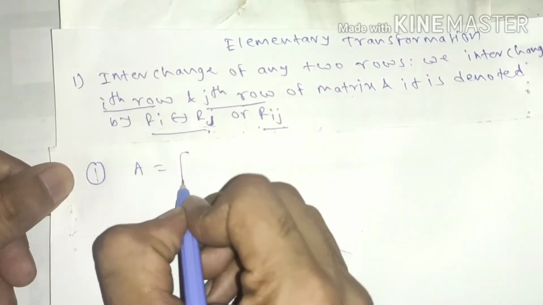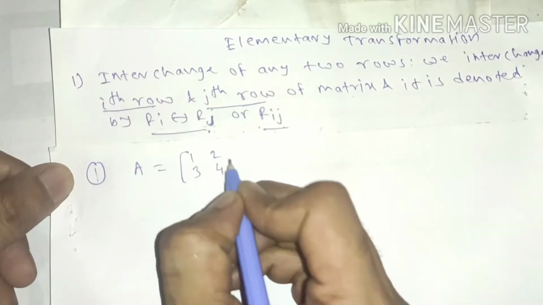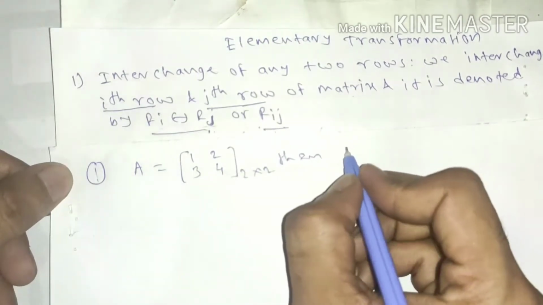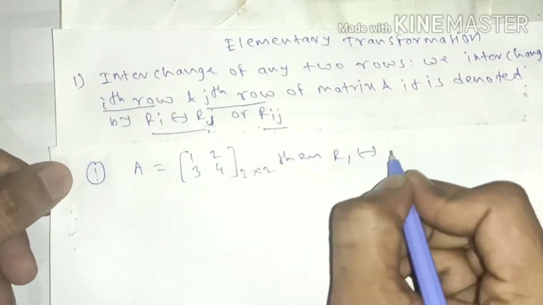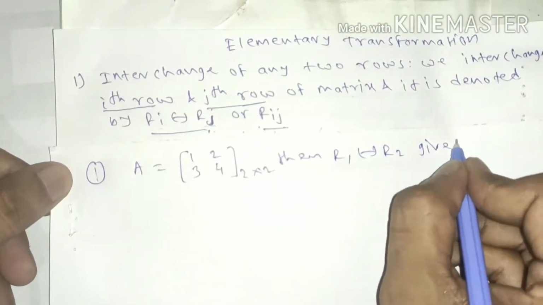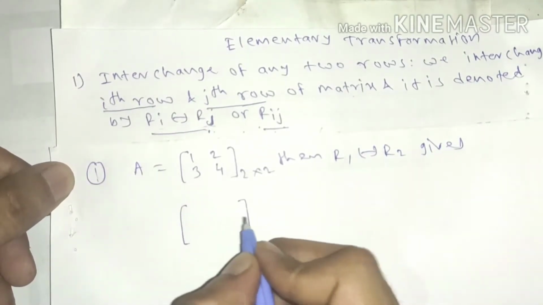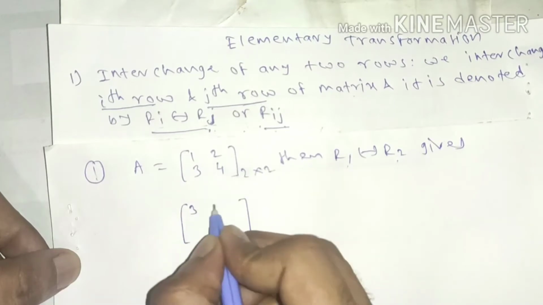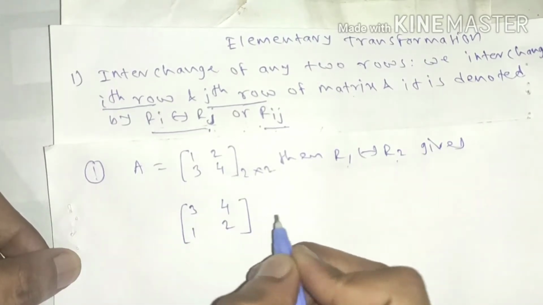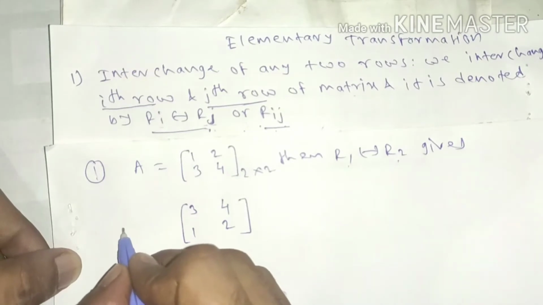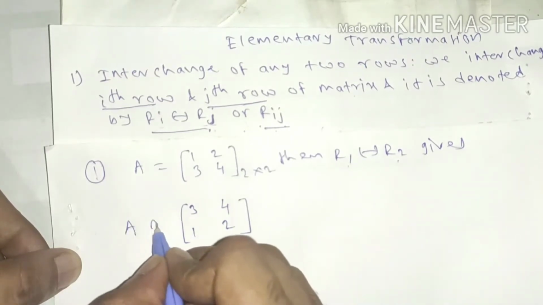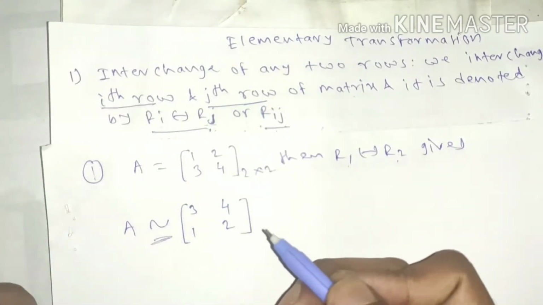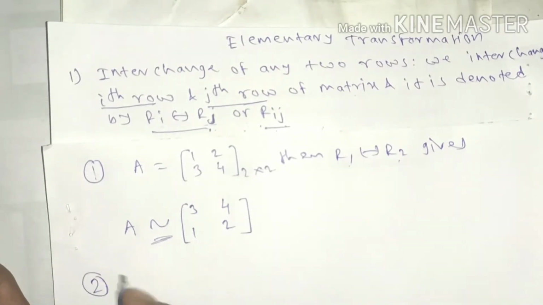Given matrix A is [1 2; 3 4], the order 2 cross 2, then R1 changes to R2 gives the new matrix. So here we interchange first and second row. First row will be 3 4 and second row will be 1 2, and we say given matrix A is equivalent to the new matrix [3 4; 1 2]. So this is the notation of equivalent. Let us see one more example.